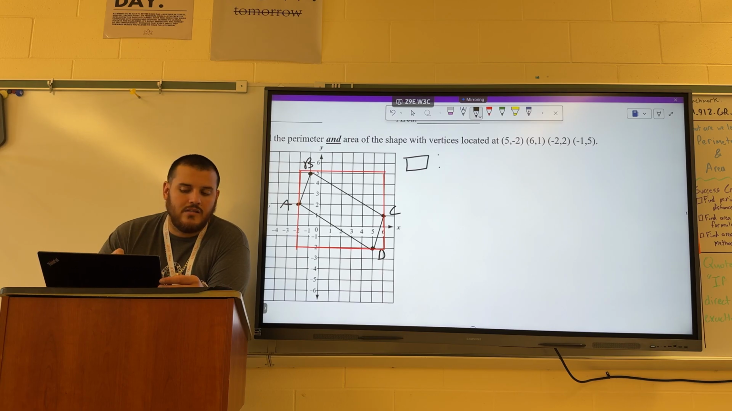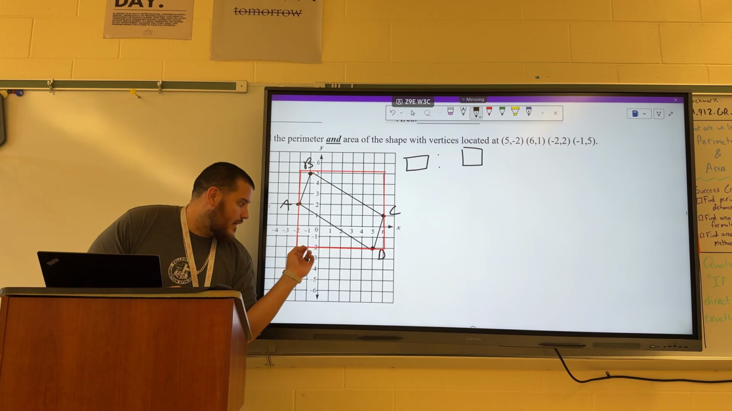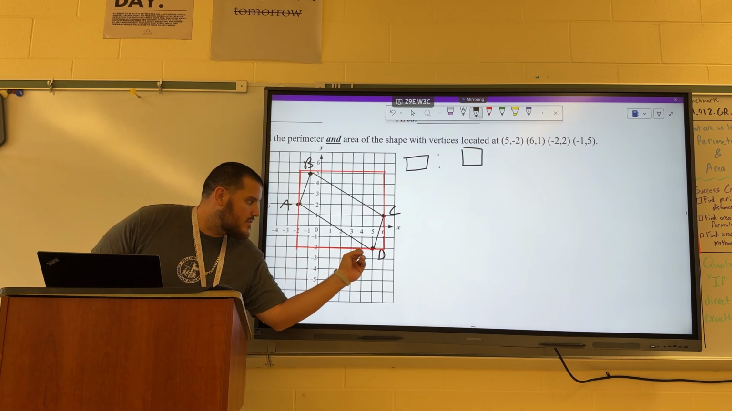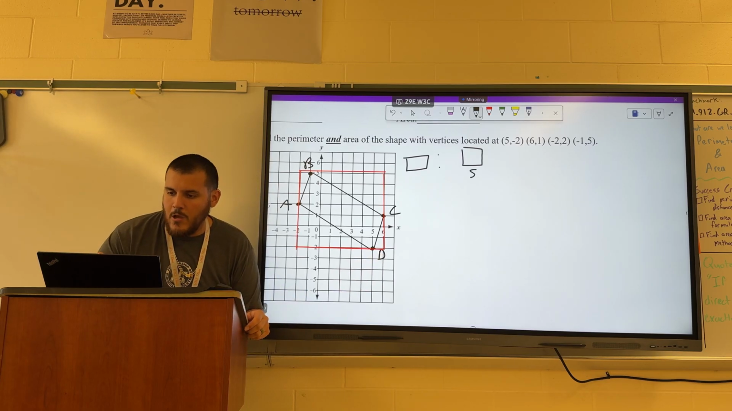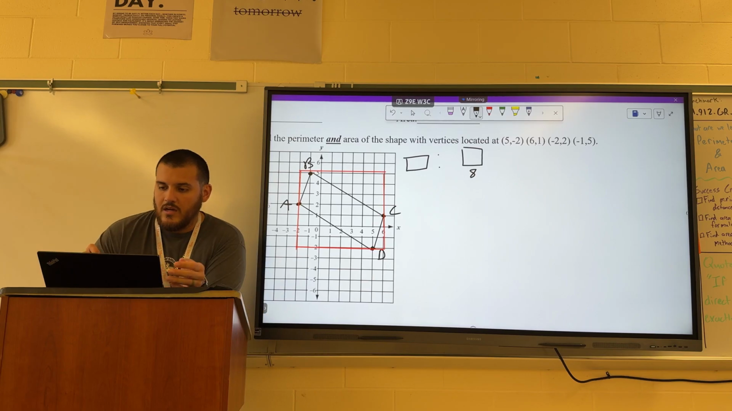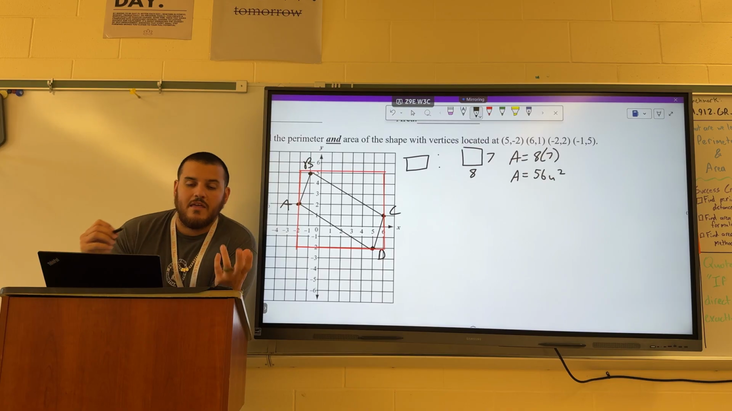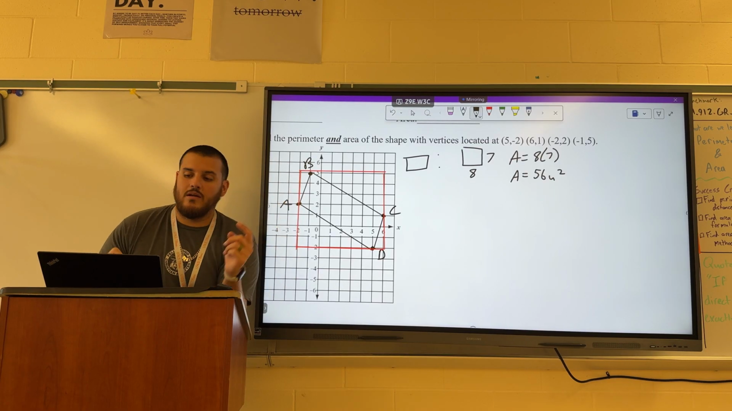So I'm gonna stay organized. The area of this would be found by doing base times height. For this specific box, if I count, I got 1, 2, 3, 4, 5, 6, 7, 8 on the bottom. I have 1, 2, 3, 4, 5, 6, 7 on the side. My area would be found by doing base of 8 times the height of 7, and I get 56 units squared for that box.